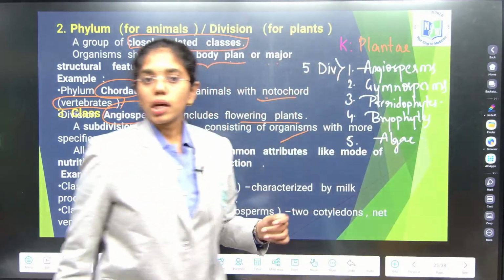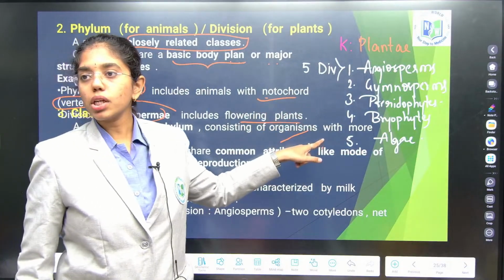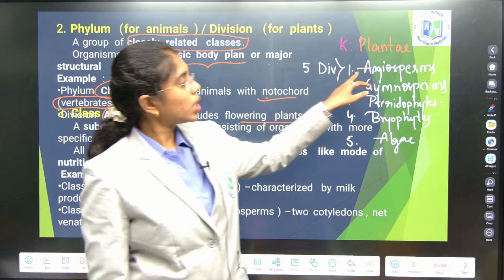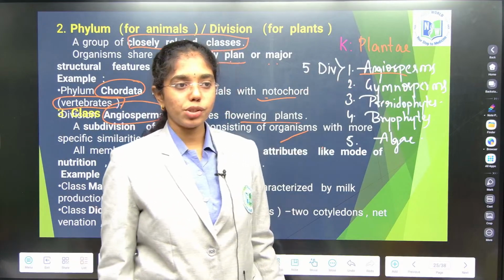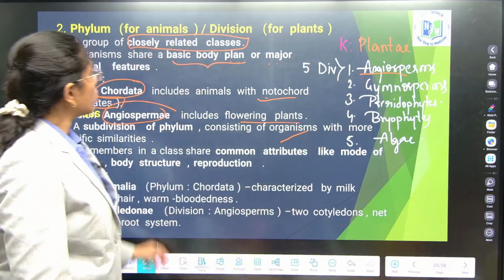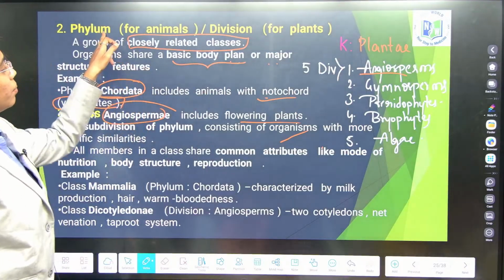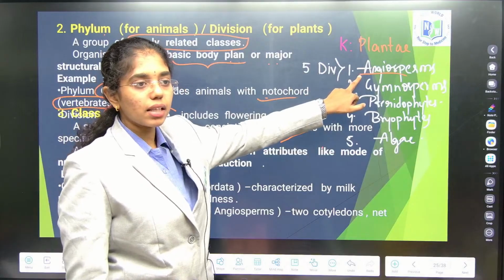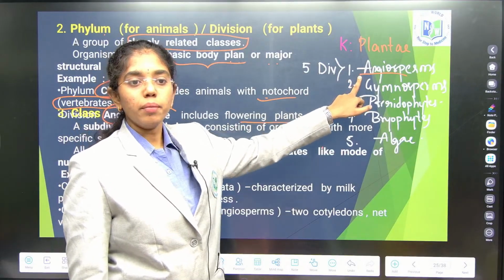Five divisions. Amongst this, what is the primitive division? Algae is the primitive division. What is the advanced division? Angiosperm is the advanced division. So, this phylum or division angiosperm is the advanced class, and this includes all the flowering plants.